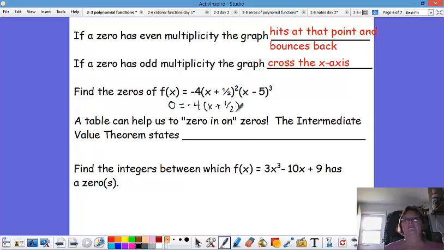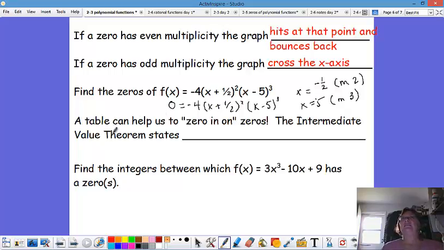either one or both of those parentheses are going to have to equal 0. I can see right away that this negative 4 is not going to change anything. In fact, if I divided both sides of the equation, it would just go away. So the zeros in this one are, well, it would take negative 1/2 to get that, with a multiplicity of 2. And x is also equal to 5 with a multiplicity of 3. And since that's in factored form, that's quite simple to figure out.